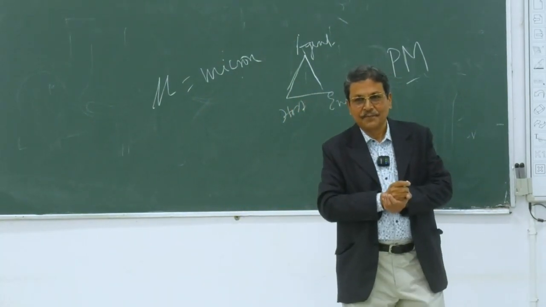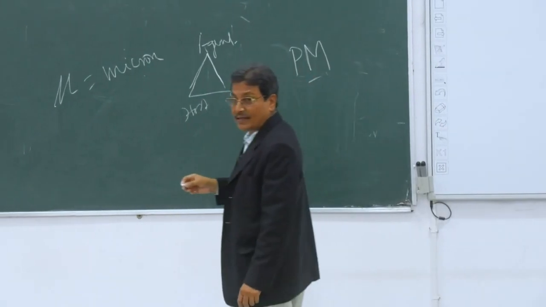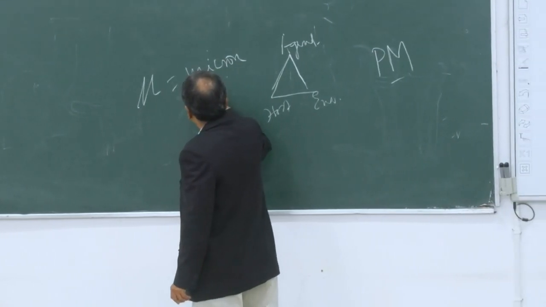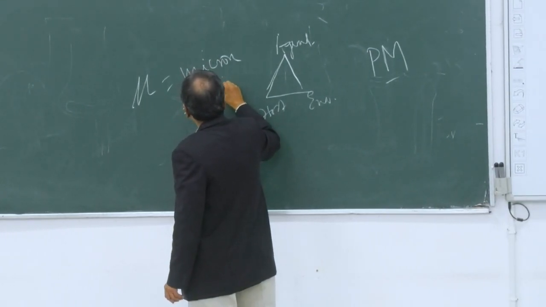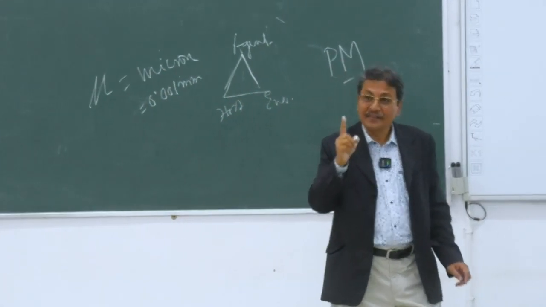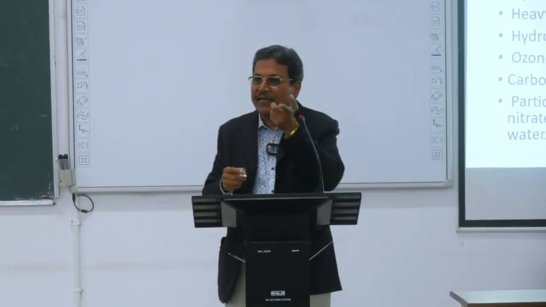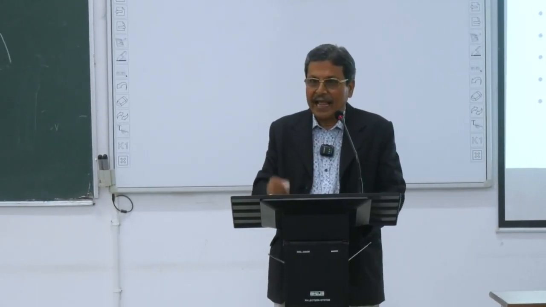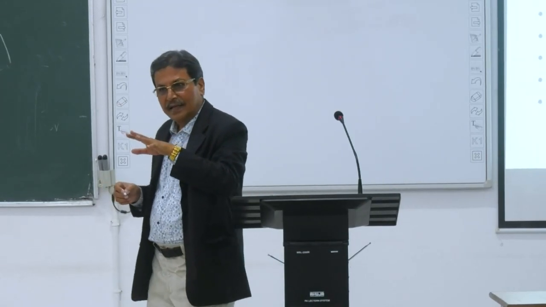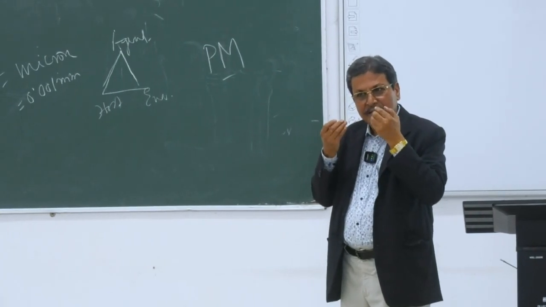Micron dimension: one millionth of a meter, and 1 micron is equal to 0.001 millimeter. So this is in microns. You cannot see it with the naked eye, and in this micron range there are so many particulate matters, but they are entering our respiration, right?